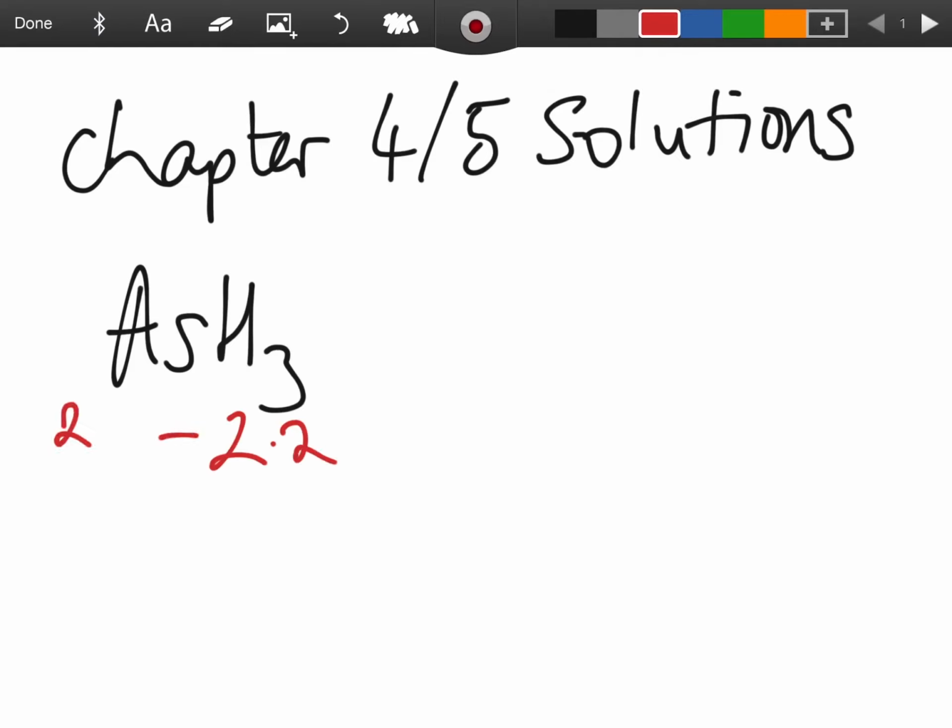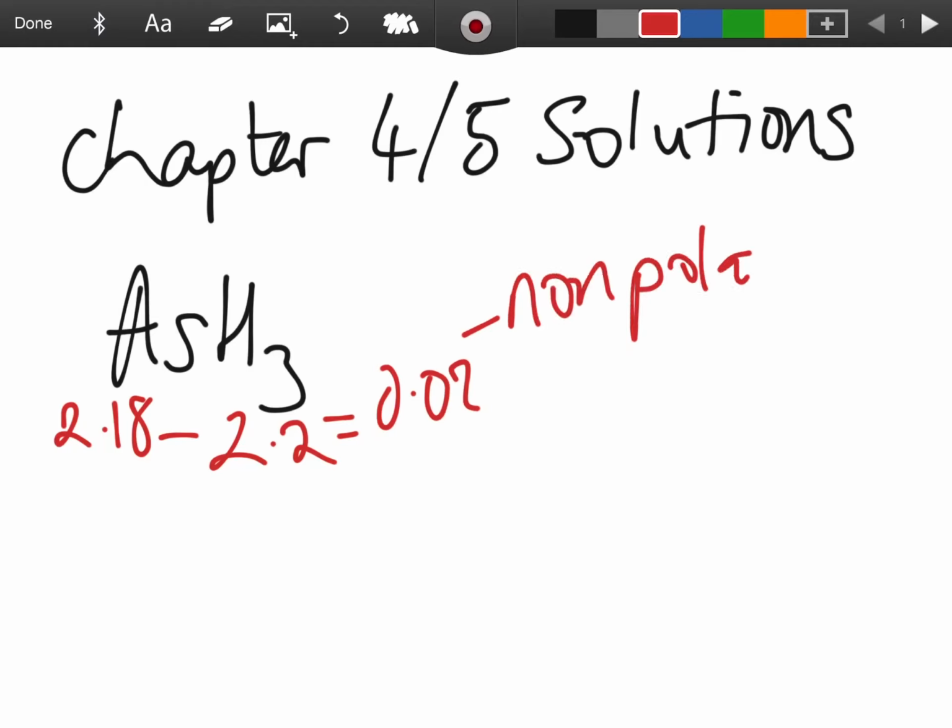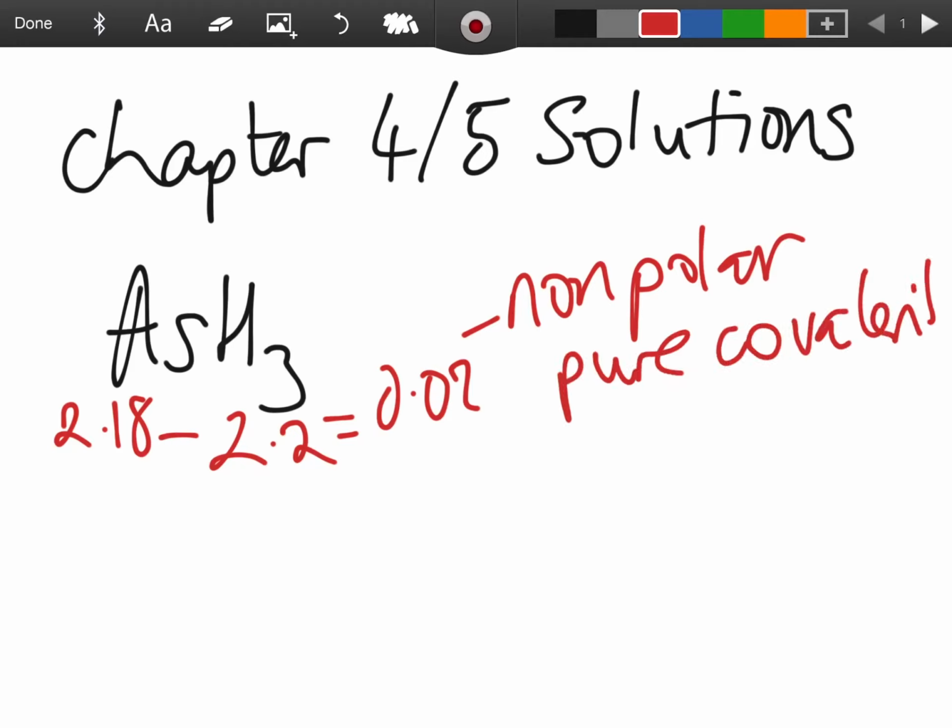You know that hydrogen is 2.2, and when you look it up, As is 2.18. So the difference there is 0.02. That falls into your non-polar. It's a non-polar molecule, so the type of bonding, you would say there, is pure covalent.